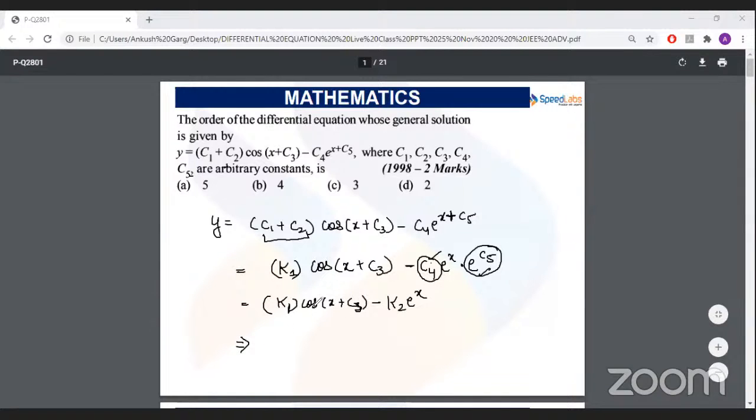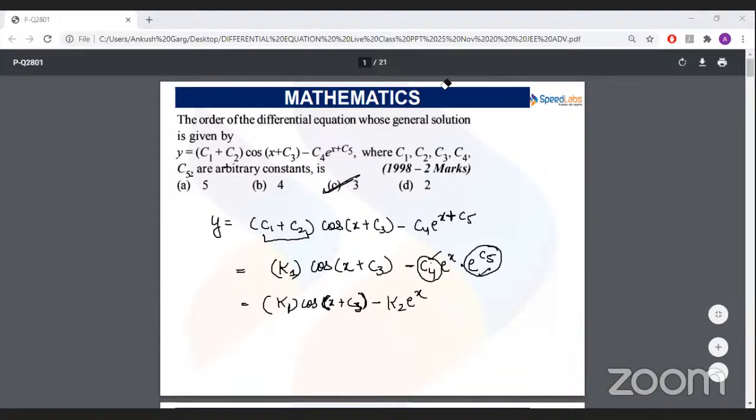अब cos of x plus c3 है, you can also expand it, but उसके बाद भी हमें यहाँ दिखेगा कि we will have overall 3 arbitrary constants over here. You can say k1, c3 and k2 are the 3 arbitrary constants, so that's why the correct answer will be option number C. So we have a total of 3 arbitrary constants, so the order of the differential equation will be equal to 3. So this is your first question.